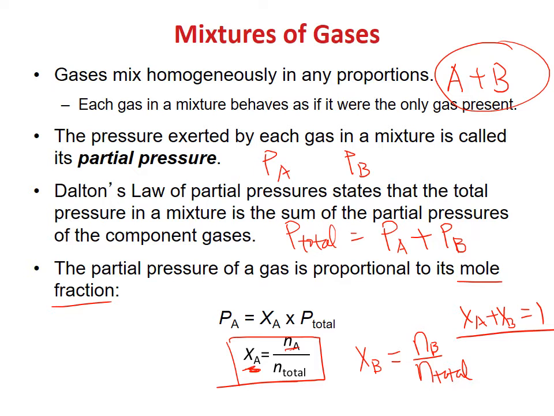And the partial pressure of A is the total pressure times the mole fraction of A. So the more A you have, the higher the partial pressure. When XA equals 1, that means the gas only has A. According to this equation, then the partial pressure of A is just the total pressure.